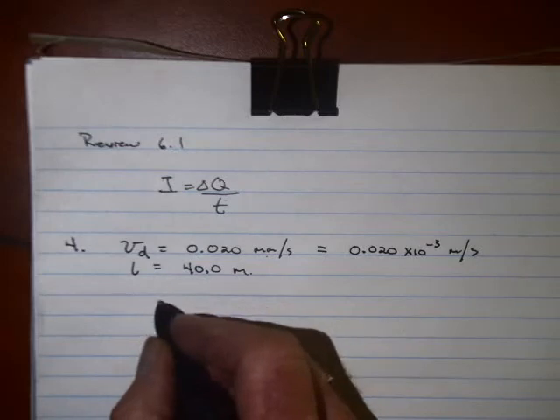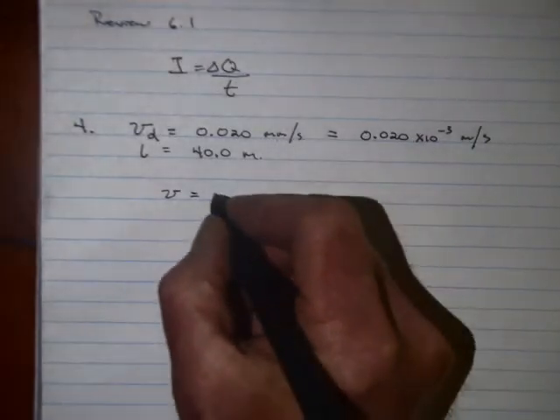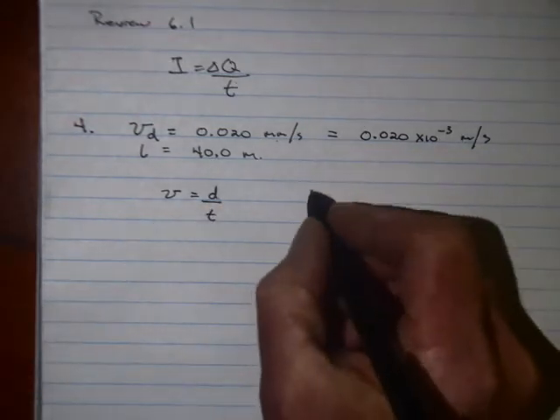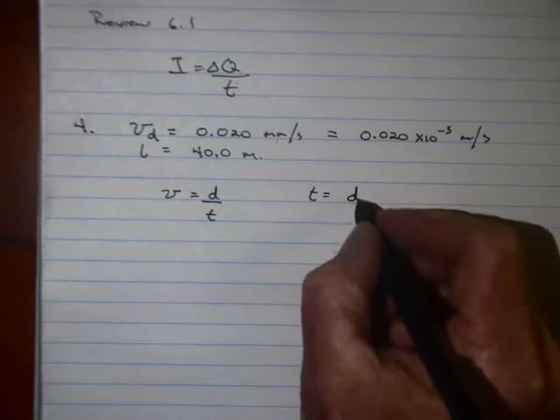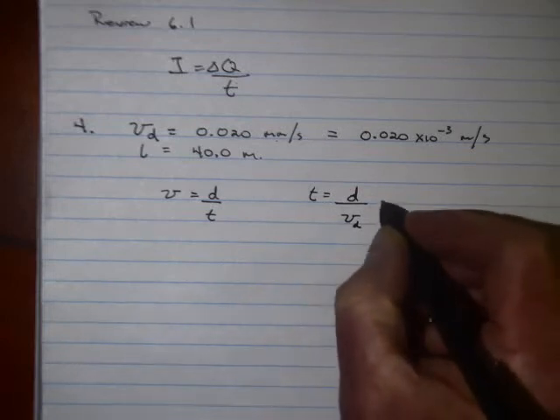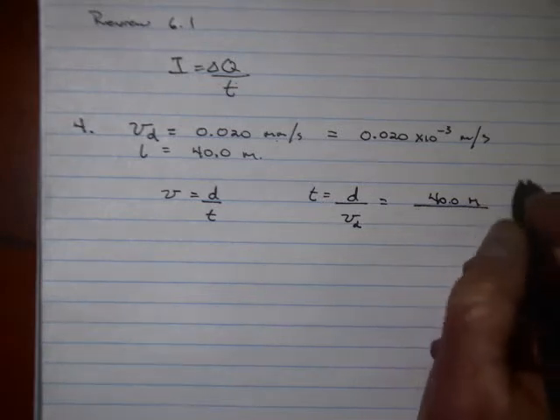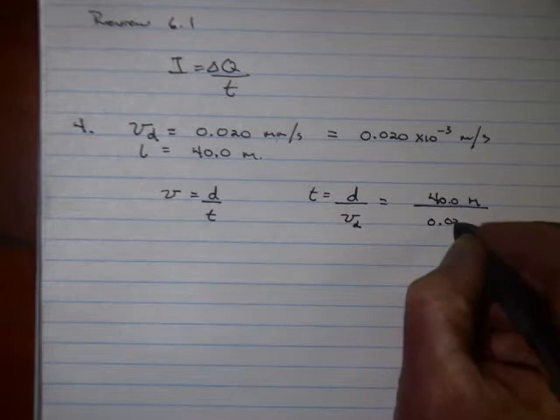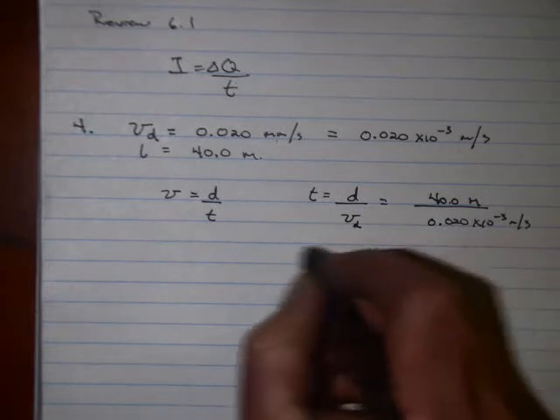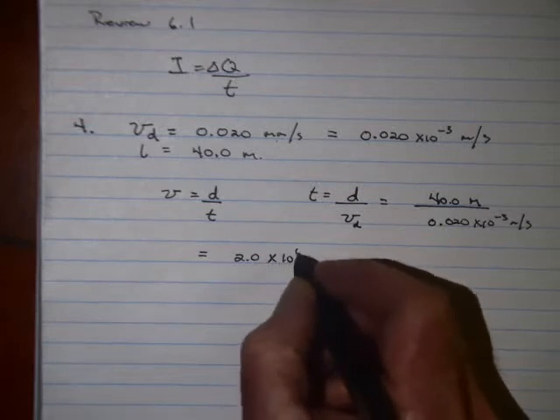Well, velocity is equal to distance divided by time, right? So time, therefore, is equal to distance divided by velocity, and in this case it's just the drift velocity, which is equal to 40 meters divided by 0.020 times 10 to the minus 3 meters per second. And when you calculate that out, this comes out to 2.0 times 10 to the 6 seconds.